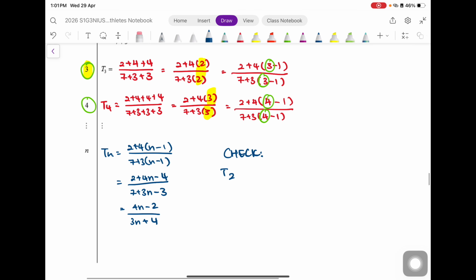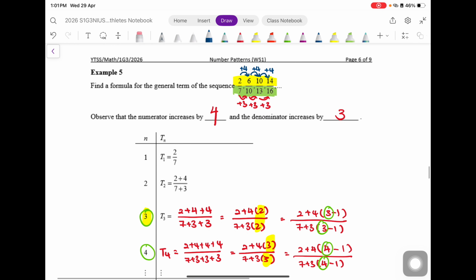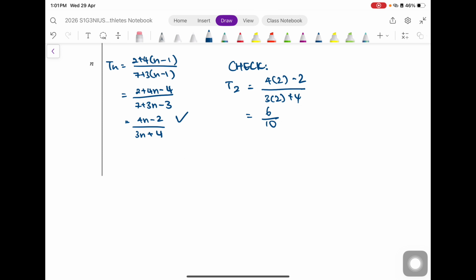Let's say I check for T2. 4 times 2 minus 2, over 3 times 2 plus 4. I'll get 6 over 10. Is my T2 6 over 10? Yes, it is. My T2 is 6 over 10. So then I know that this term here is correct.